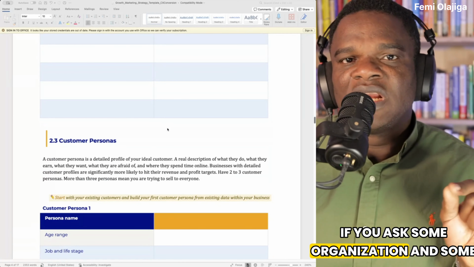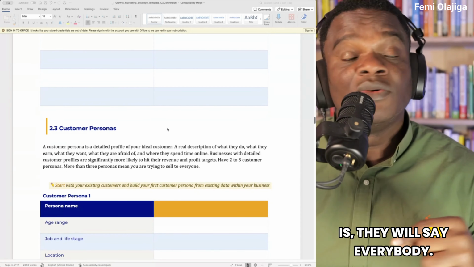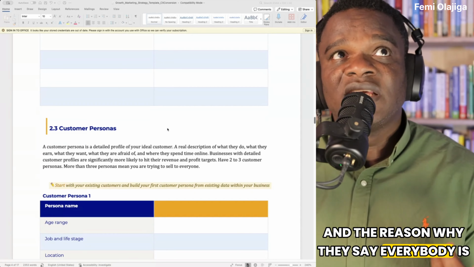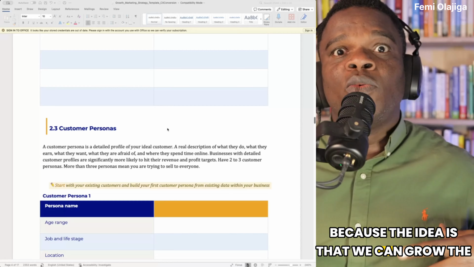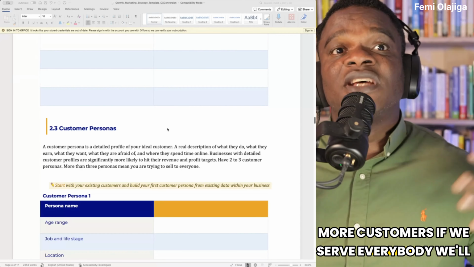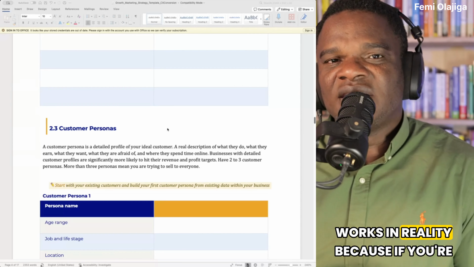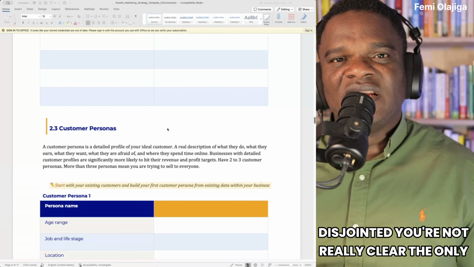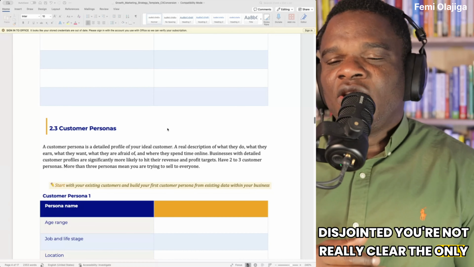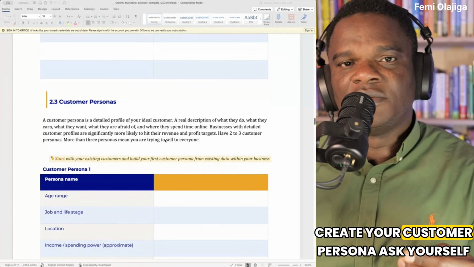If you ask some organizations and some business owners who their target customer is, they will say everybody. The reason they say everybody is they want to get as many customers as possible, because the idea is, oh, we can grow. If we serve everybody, we'll get more customers. That's not how it works in reality, because if you're targeting everyone, then your messaging is disjointed. You're not really clear. The only way for you to get that clarity is to create your customer persona.